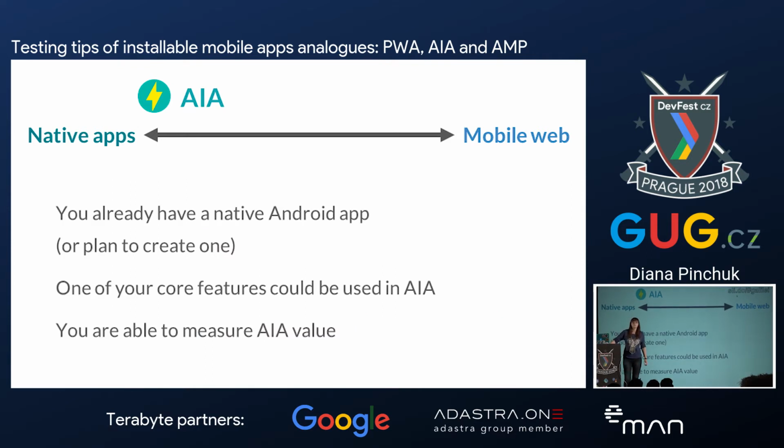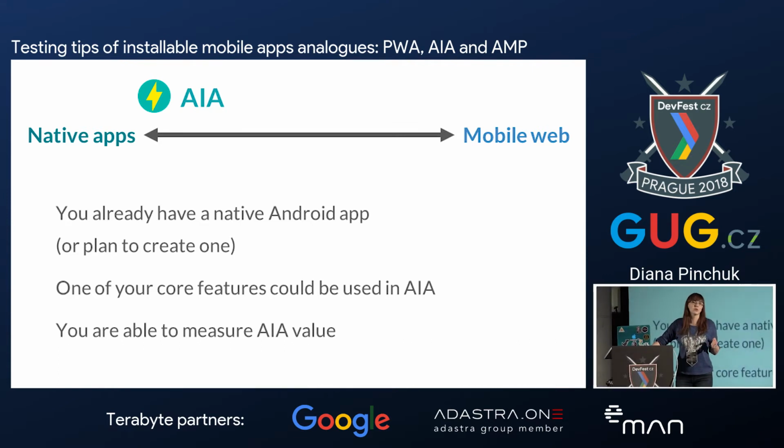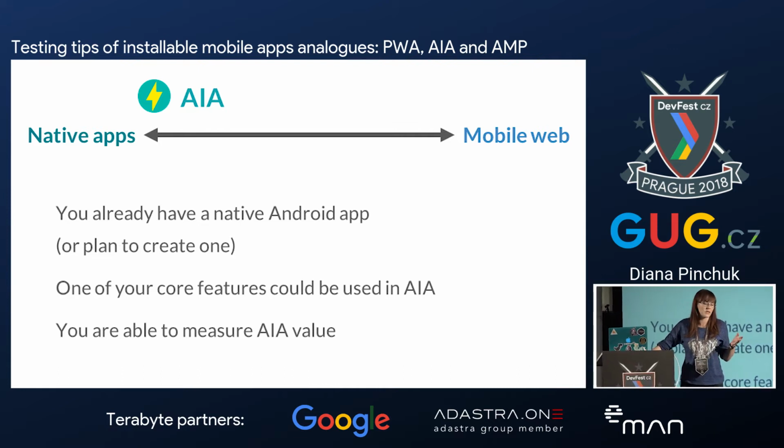So, Android Instant Apps. They are very good to use if you already have a native Android application or you're going to create it, because Android Studio, starting from version 3, supports it from the get-go. Sorry, you cannot do it without a native app, unfortunately. It's very good if your main feature, which brings you revenue, is used by the native app.